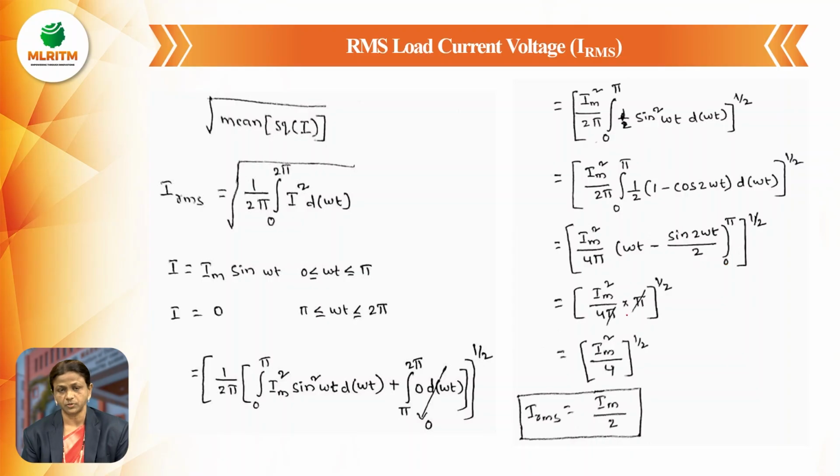So Im square by 4 pi multiplied with pi. Pi gets cancelled. Now it becomes the square root, or whole power 1 by 2, of Im square by 4, which becomes Im by 2. Therefore, IRMS is equal to Im by 2 only. That is the root mean square current value. What is the Im value? Maximum current value, which is one constant value. You substitute that Im value in this formula, then calculate the root mean square current value.